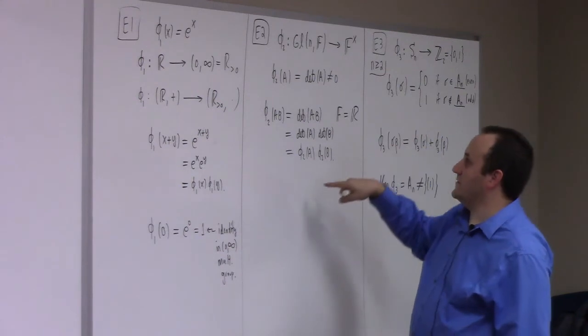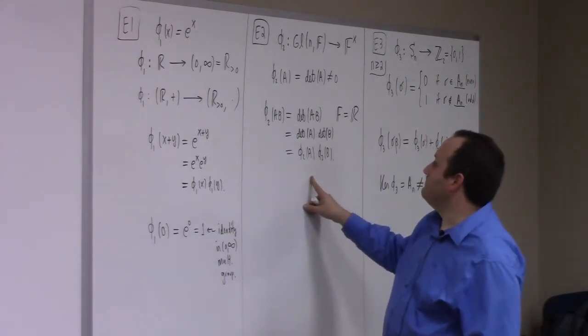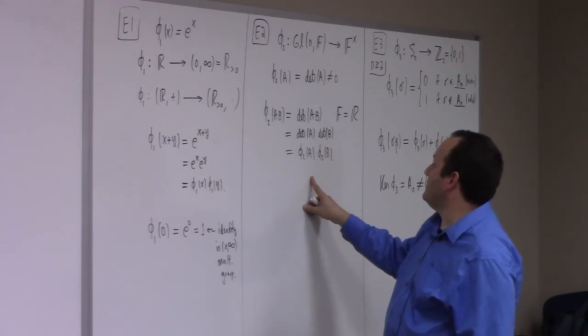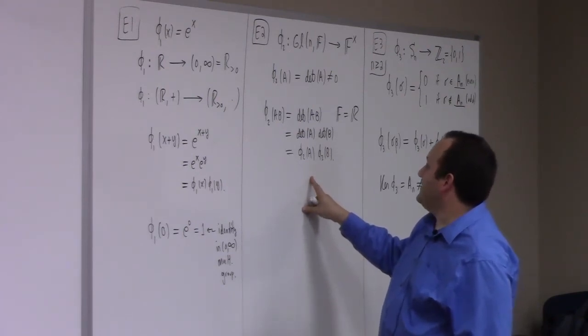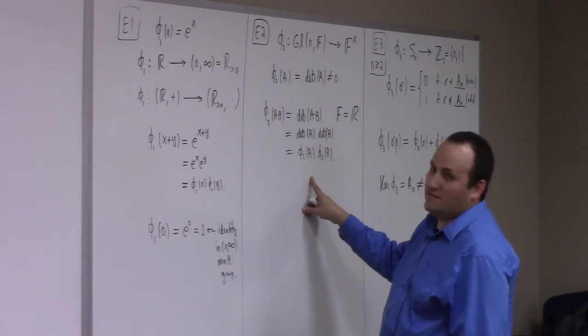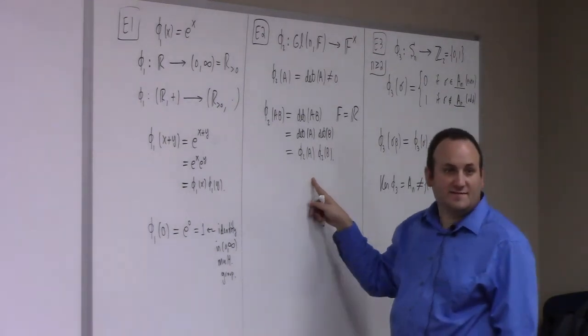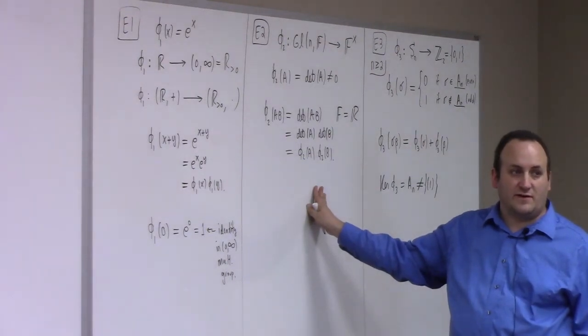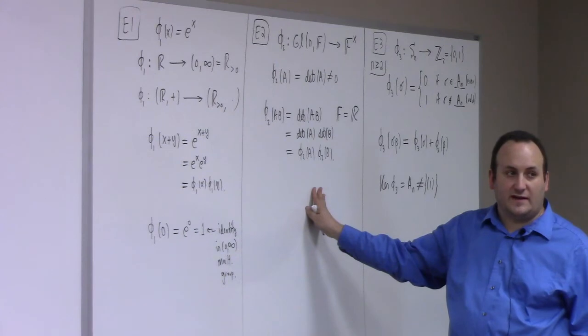This one, goodness gracious, is this a 1-to-1 map? If I tell you the determinant of a matrix is 3, is there just one such? No, there's lots of different matrices with the determinant 3. This is also not 1-to-1. So you can see the kernel of this map is not trivial.